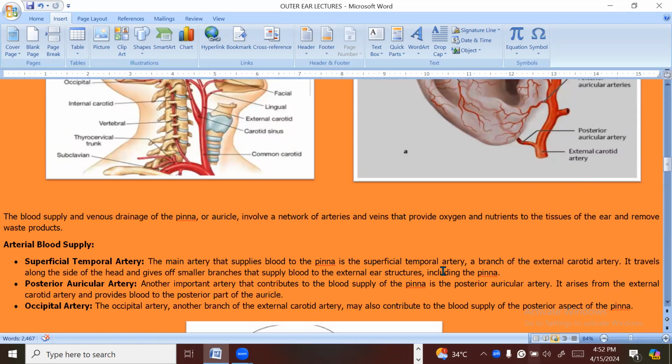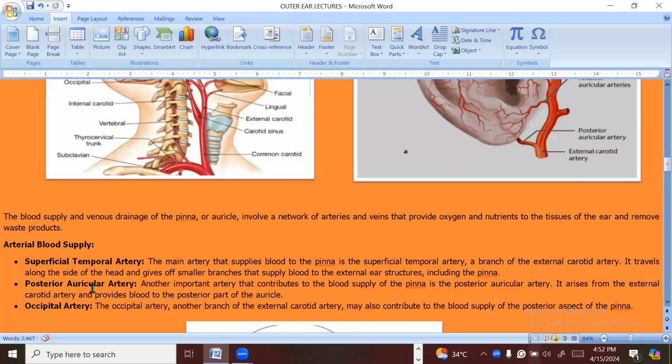Is the superficial temporal artery, which is also a branch of the external carotid artery. It travels along the side of the head and gives off smaller branches that supply blood to the external ear structures, including the pinna. Then we also have the posterior auricular artery, which is also a branch of the external carotid artery, and also supplies the ear.